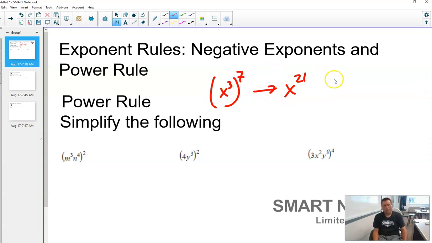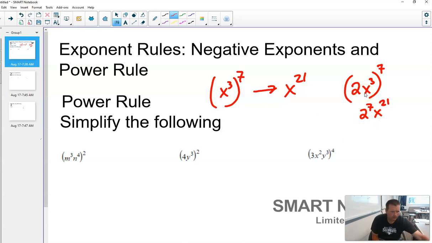We're just multiplying those. The one thing I will tell you guys, please make sure, if it was 2x to the third to the 7th, this becomes 2 to the 7th x to the 21st, and you'd actually go through and find out what 2 to the 7th is. So this would actually be 128x to the 21st. Don't forget, I see a lot of people put 14. It's not 2 times 14, because this is really 2 to the first. We multiply the exponents, not the coefficient to the exponent.